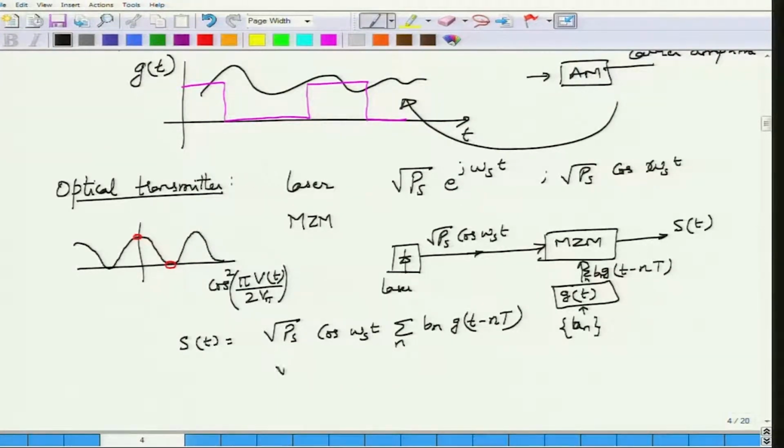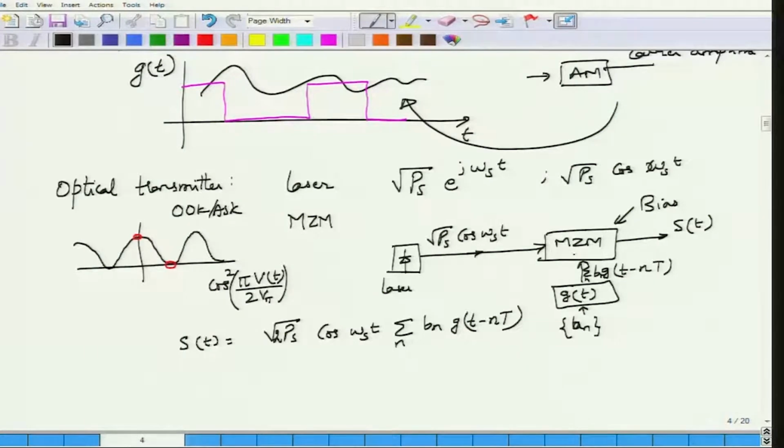In place of square root of 2 Ps you have square root of Ps, but if you scale up the square root of Ps into square root of 2 Ps, then everything will be alright. So, this is the implementation that we were looking for in the optical transmitter, which would correspond to on off keying or amplitude shift keying. Of course, I have not yet completely specified how to construct this modulator, because I have not told you how to bias the Mach Zehnder modulator.